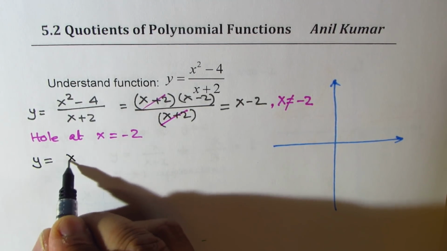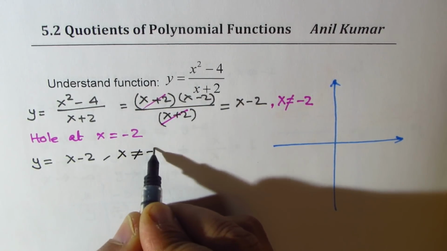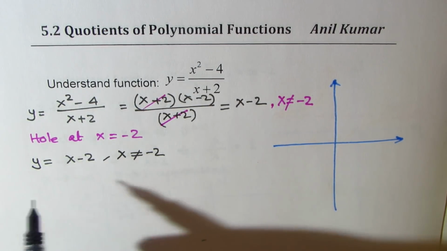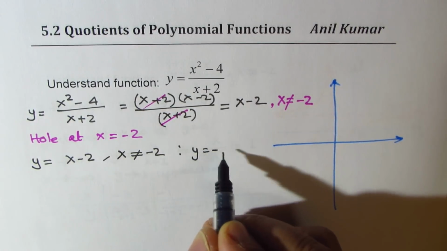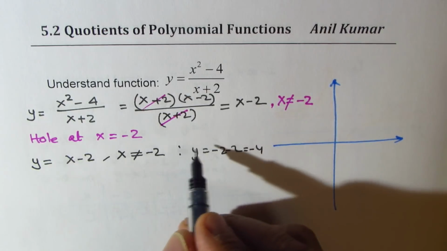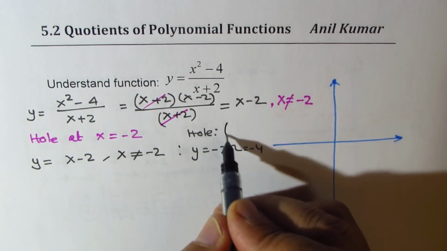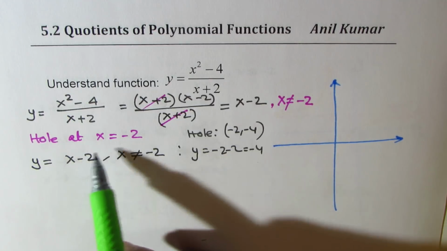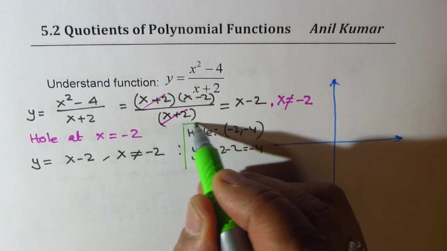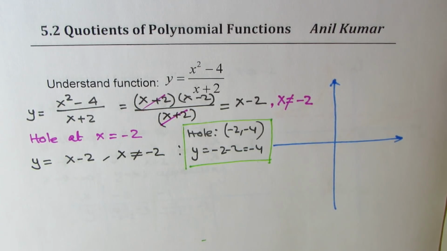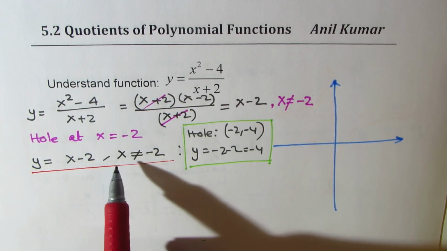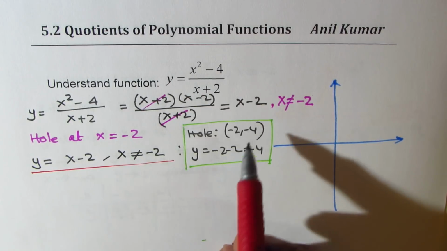So let's rewrite. We have y equals x minus 2 where x is not equal to minus 2. But if I substitute minus 2 here, what do I get? For x equals minus 2, I get y equals minus 2 minus 2, which is minus 4. So that means this is the position of the hole. The hole is at minus 2, minus 4. Does it make sense to you? So x cannot be minus 2, but at minus 2, we are going through a hole which is minus 2, minus 4. Perfect. So in this particular case, we are going to sketch the graph of y equals x minus 2, where at x equals minus 2, there is a hole.